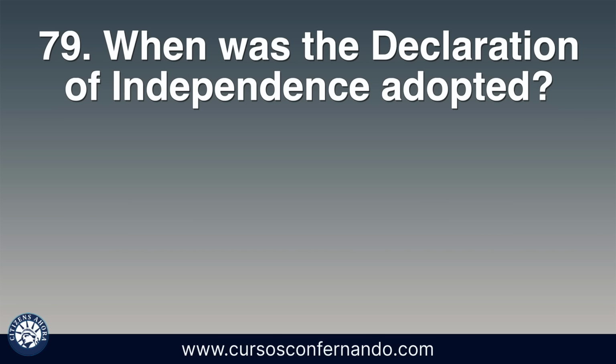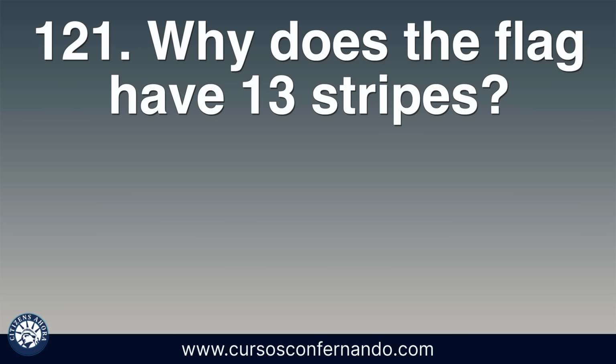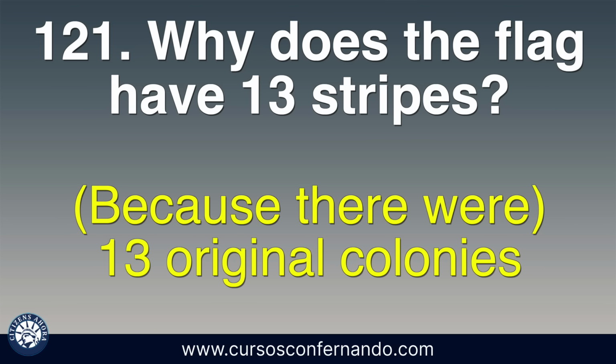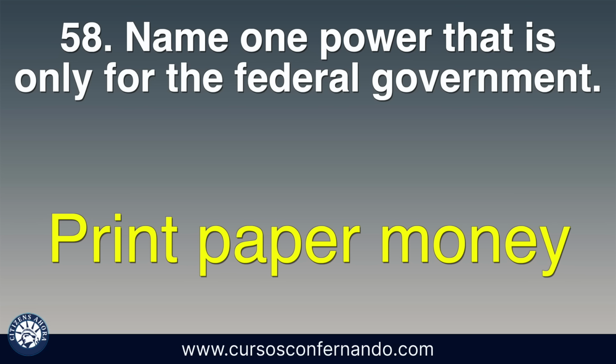When was the Declaration of Independence adopted? July 4, 1776. Why does the flag have 13 stripes? Because there were 13 original colonies. Name one power that is only for the federal government. Print paper money.